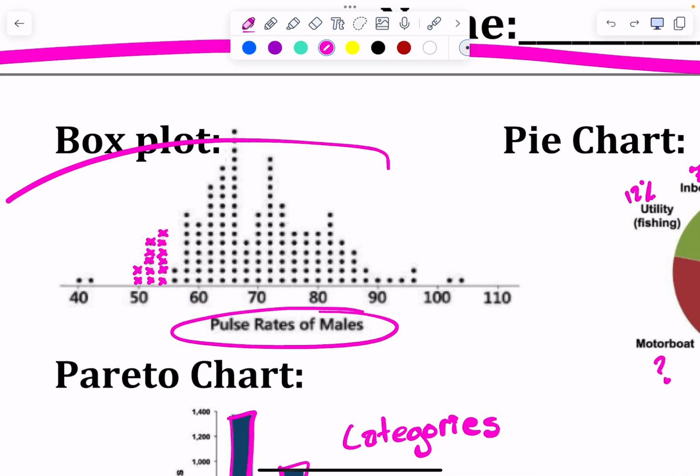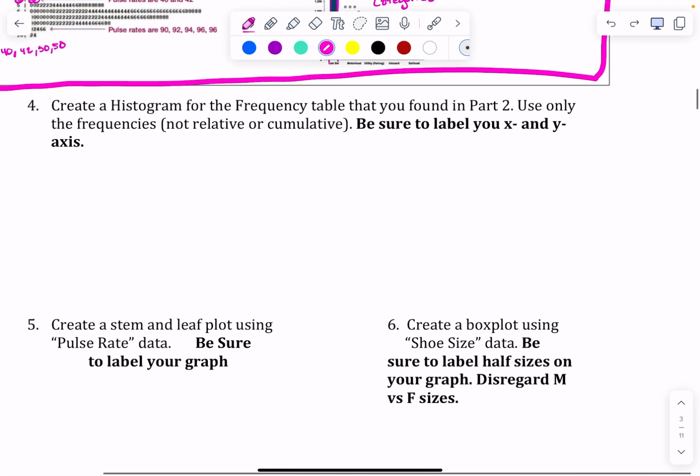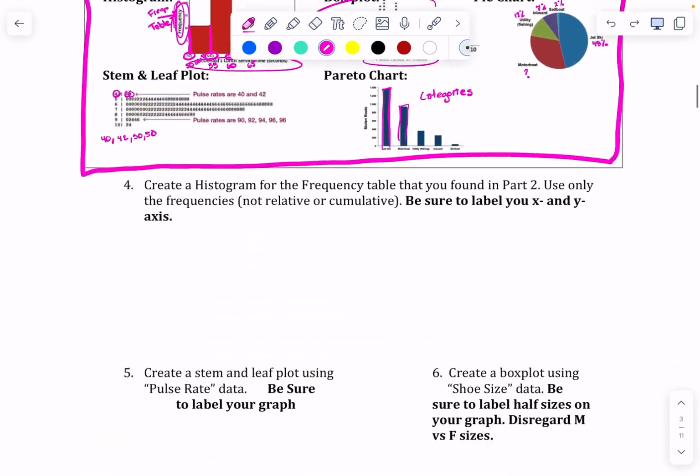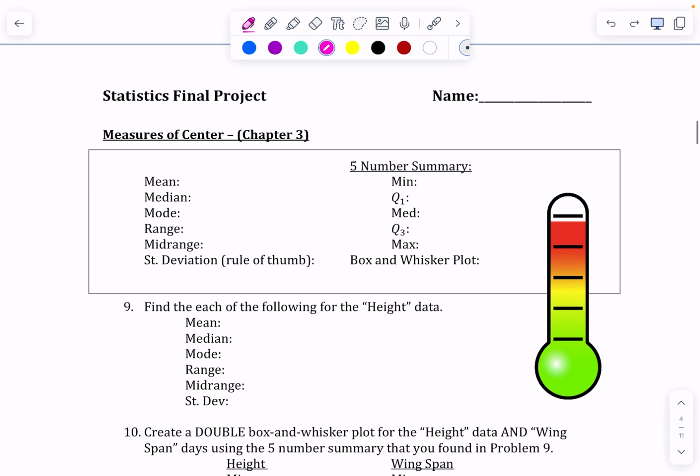All right, so this is going to take you some time. These 5 charts that you have to create are going to take you some time. I am giving you just those 2 pages front and back to do today, and then tomorrow we'll start on the next section, which is chapter 3 stuff.